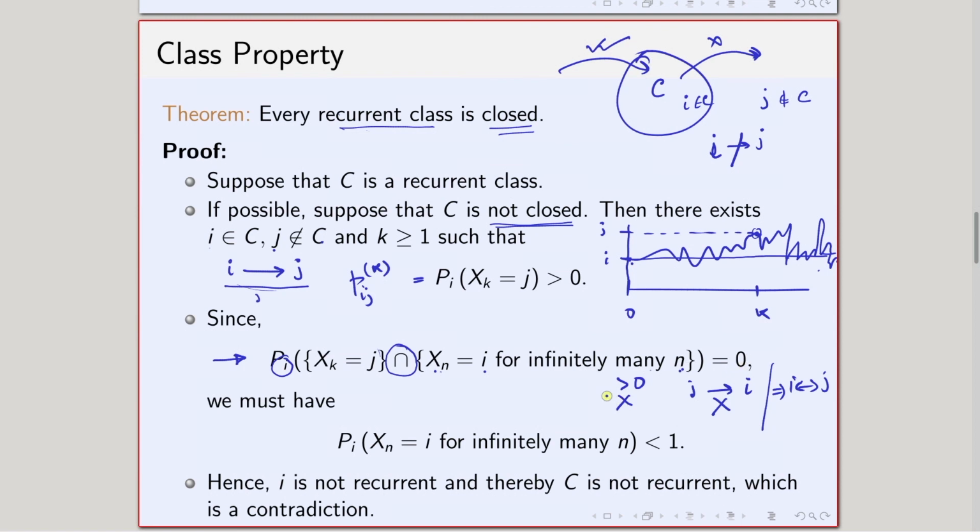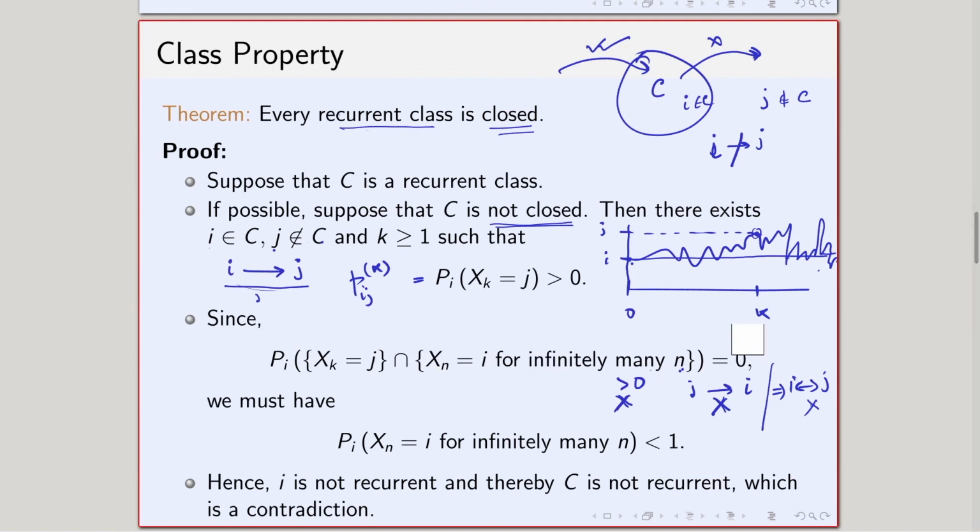We can show this by contradiction. Suppose this probability is strictly greater than 0. Then I is accessible from j, and beforehand we have that j is accessible from I. So I and j communicate, and that cannot happen because j does not belong to C, and C is the communicating class. If I and j communicate, then j has to belong to C, but we assumed j is not in C, so this cannot happen. So the only possibility is that this probability equals 0. With all these assumptions, we have shown that this probability equals 0.